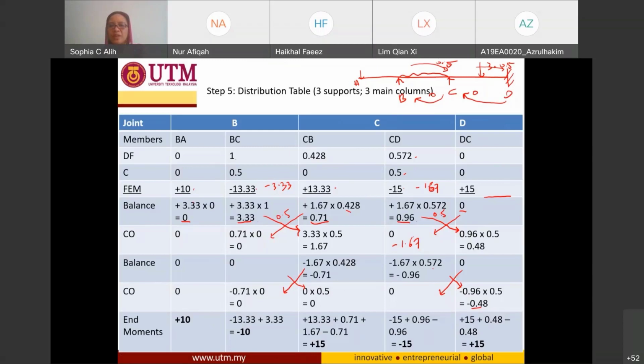Of course, your final answer is going to have a small error in the moment, but we accept your answer after 3 balancing and carry over rounds, because you do not have too much time to carry over and balance for more than 3 steps.